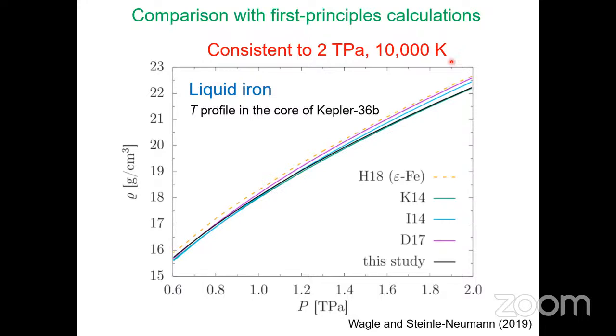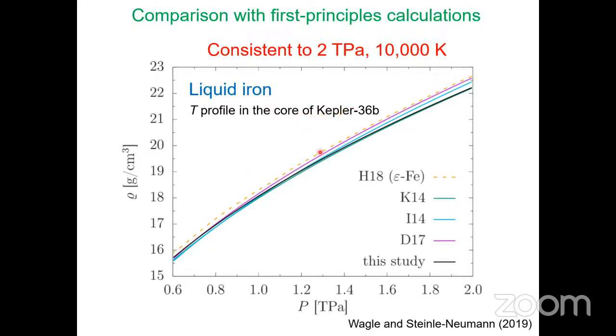And this needs to be tested. In recent years, some groups tested my equation of state. This is the result of first principles calculations. This is computer simulation based on quantum mechanics and statistical mechanics. They can calculate the energy of a material without any information from experiment. This is a density versus pressure diagram, along the temperature profile in one of those exoplanets.